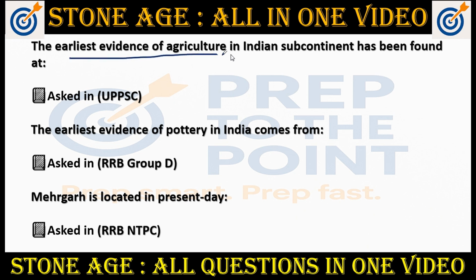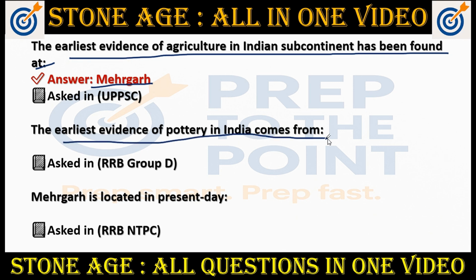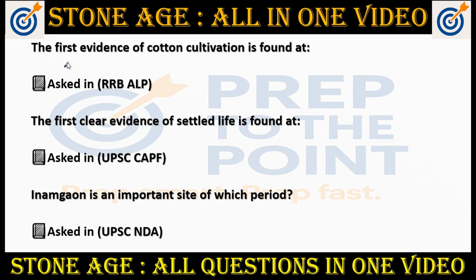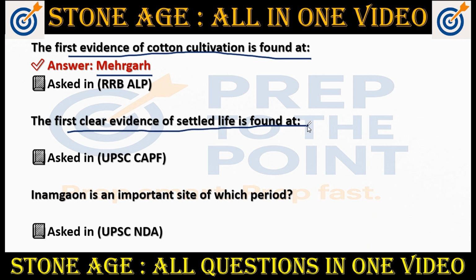The earliest evidence of agriculture in Indian subcontinent has been found at which place? At Mehrgarh site. The earliest evidence of pottery in India comes from Mehrgarh site. Mehrgarh is located in present day Balochistan in Pakistan. The first evidence of cotton cultivation is found at which site? It is Mehrgarh site. The first clear evidence of settled life is found in Mehrgarh site.